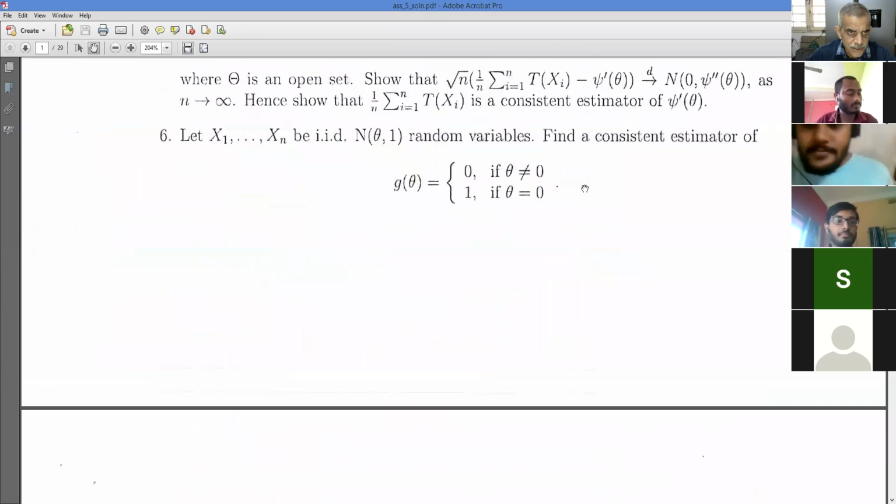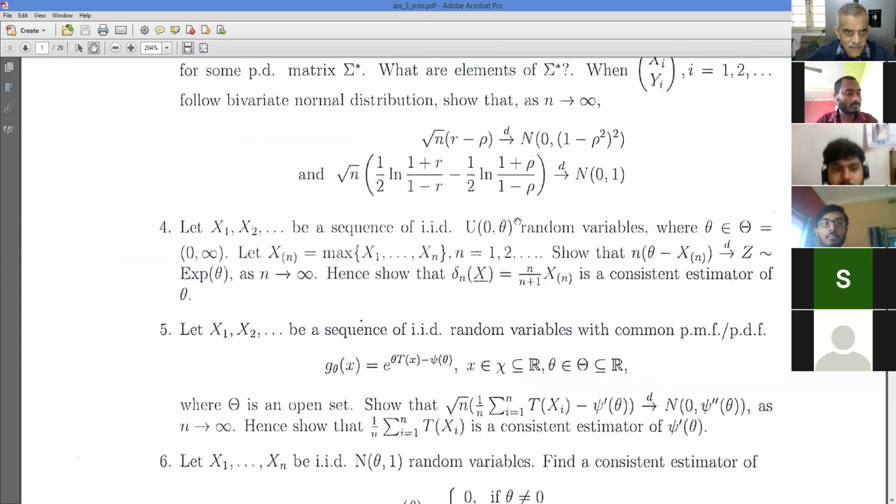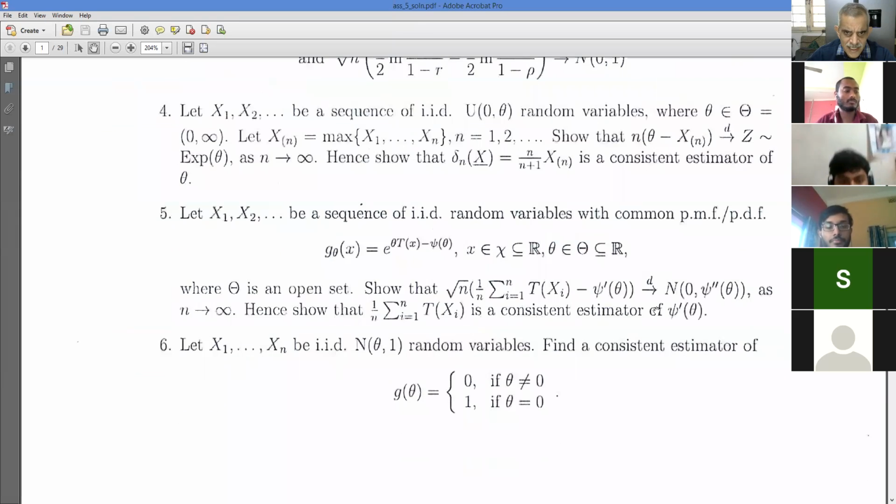So 1, 2, 3 we have done. 4 is straightforward. 5 you might have done in your estimation course also. How do you do 5? Anyone? So note that T(Xi)s are mean. Sir, I did it using some regularity conditions, because it is sufficient. Yeah, because this is exponential, so all those regularity conditions are satisfied, right?